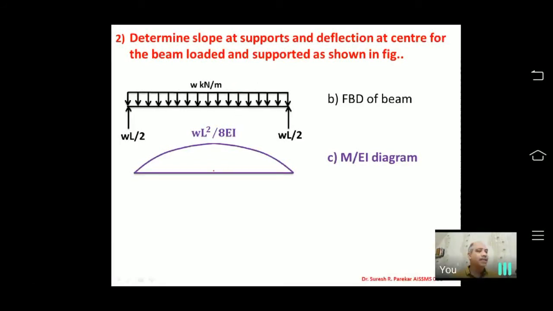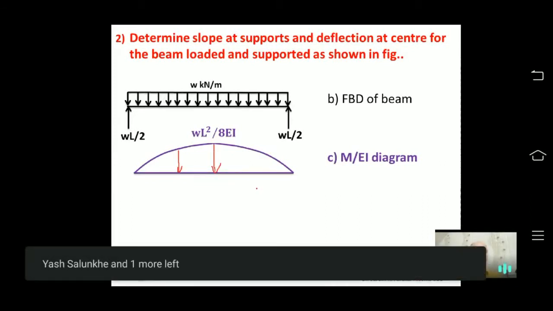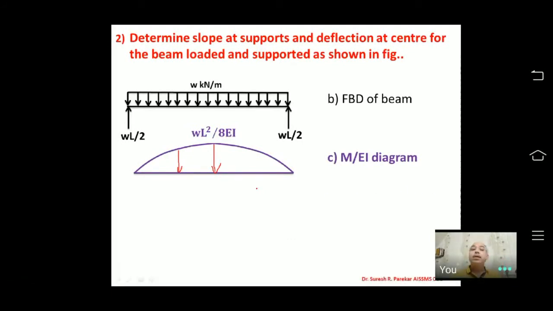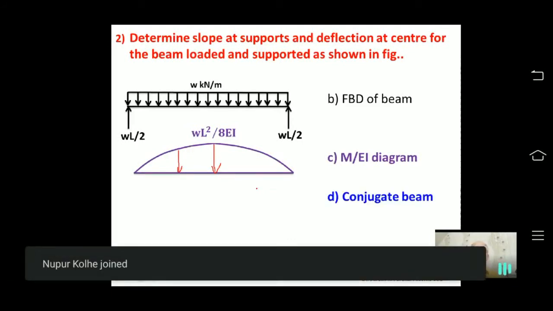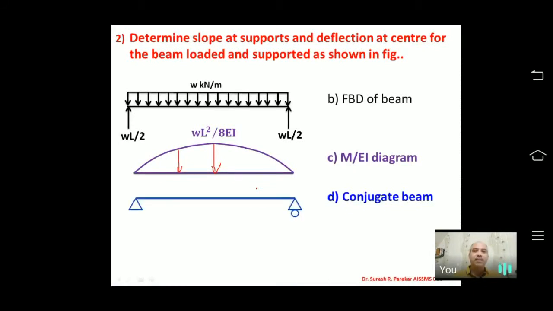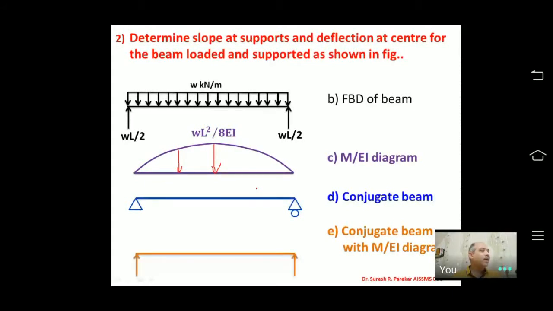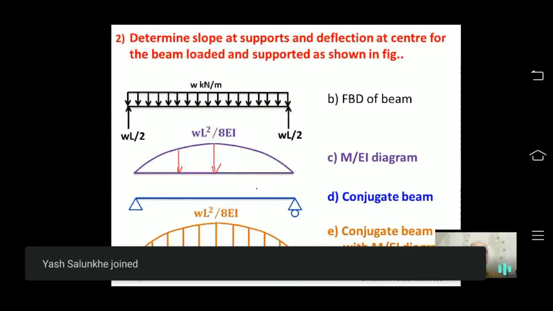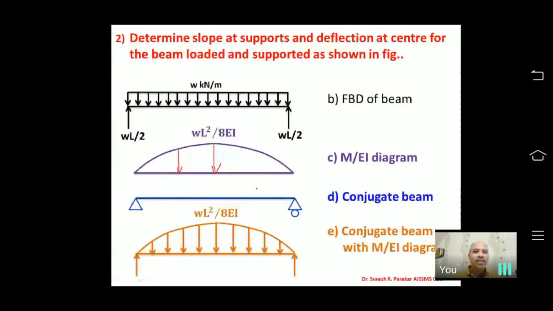So where I have plotted these arrows, my arrows should be downward. So we should be careful with these arrows. In conjugate beam, once I know these arrows, then I can solve the problems very easily. Then we have the conjugate beam. You can see simple support remains simple, roller support remains roller. So now we have to draw the M by EI diagram for this. Now the conjugate beam with M by EI diagram. Arrows play an important role. Arrows should be towards the tension side. And then remaining things are very simple.